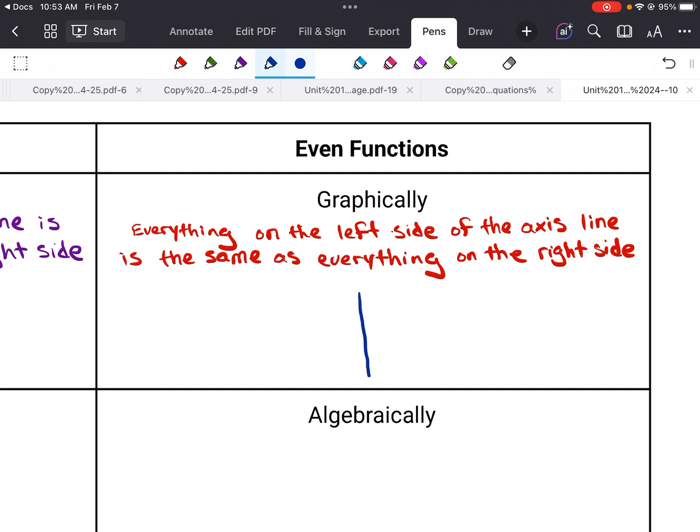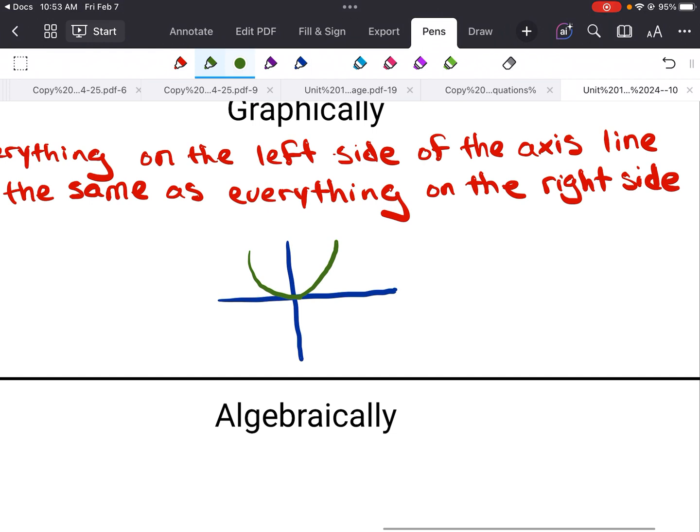Okay, for this example, the easiest one we can think of is quadratics, right? You have an axis of symmetry, which means everything on the left is the same as everything on the right. So if this again was 2, 4, on the other side it will be negative 2 and 4.